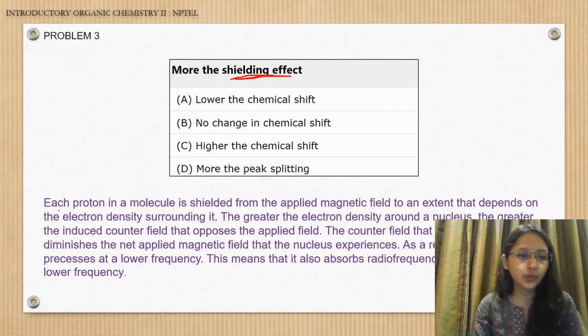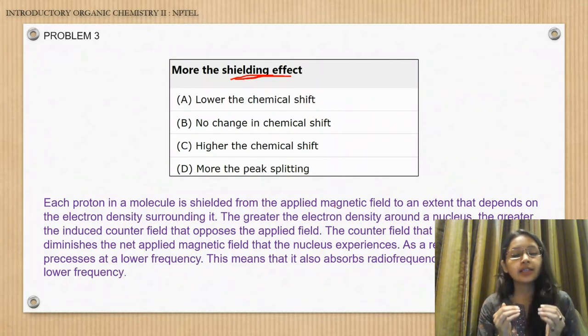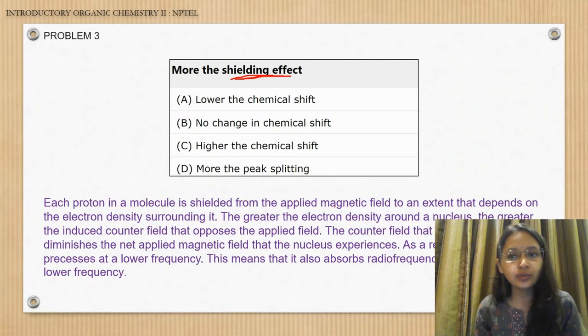So, coming to the statement that each proton in a molecule is shielded from the applied magnetic field to an extent that depends on the electron density surrounding it. Okay, the greater the electron density around the nucleus, the greater the induced counter field that opposes the applied magnetic field. As I have explained, the greater the electron density around the nucleus, the more secondary induced magnetic field is going to be generated, which will oppose your applied magnetic field.